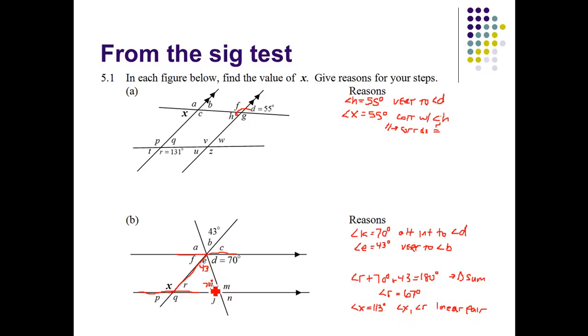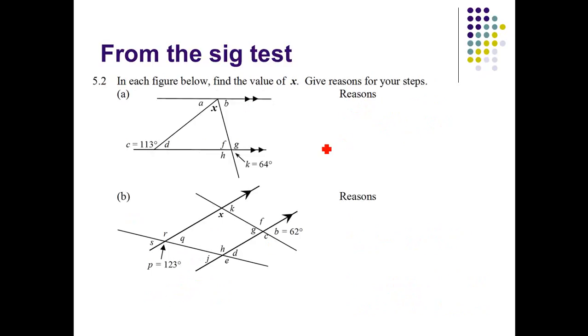Okay, there are other ways of doing this problem. Some students figured out that this was 70, this was 43, figured out angle F, and then they used same side interior. So right here, this angle F would have been 67, then same side interior to X, it must be 113. That was a little bit faster way of doing it. A few other variations, but you just look at the figure and try to figure it out.